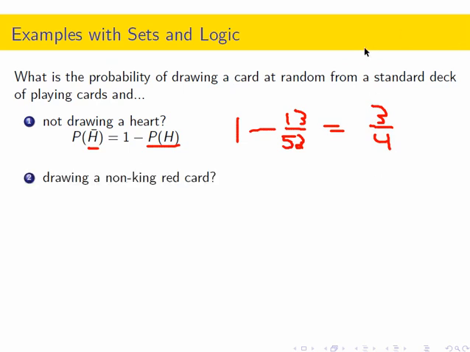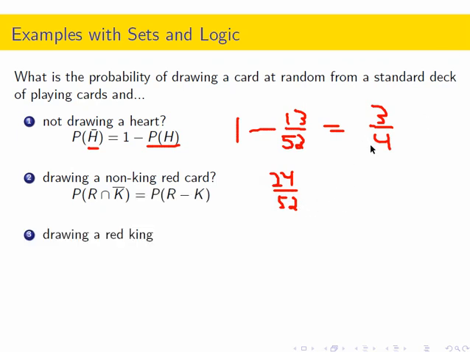So drawing a non-king red card, okay, let's think about the set version of that. So this is the probability of red intersect K complement, or red throw away K, however you'd like to think of it. And since there are 26 red cards, and 2 of those red cards are king, we can throw away the 2 from the 26, and we get 24 over 52 is the probability there. So 24, and that will reduce to 6/13.